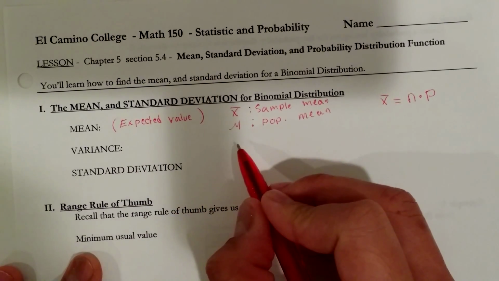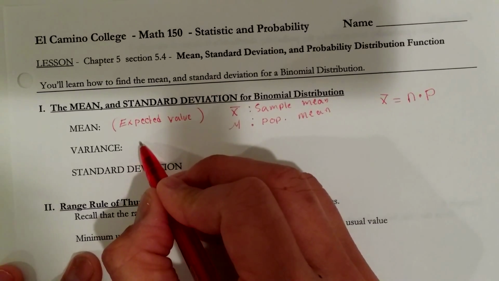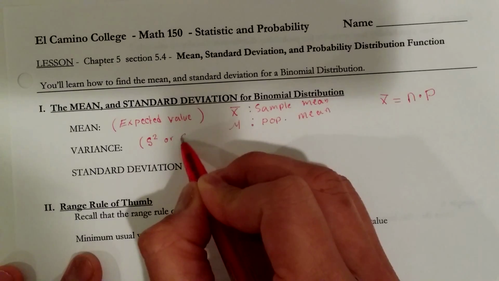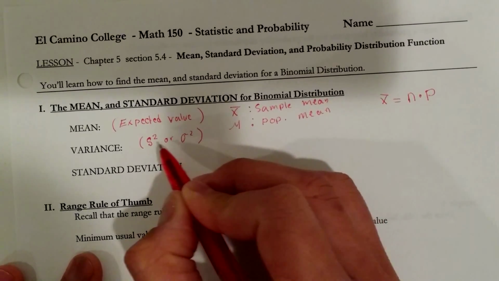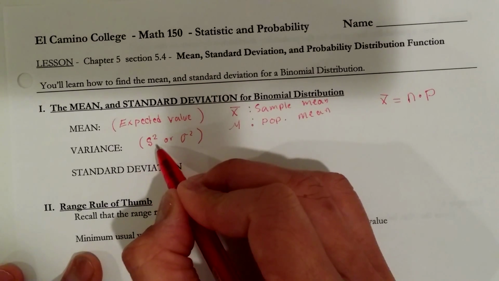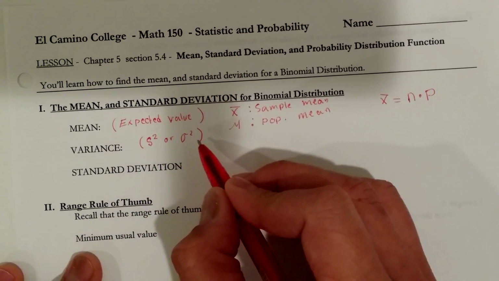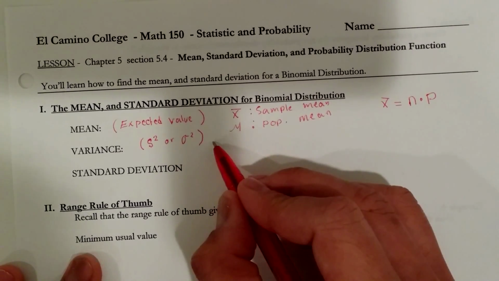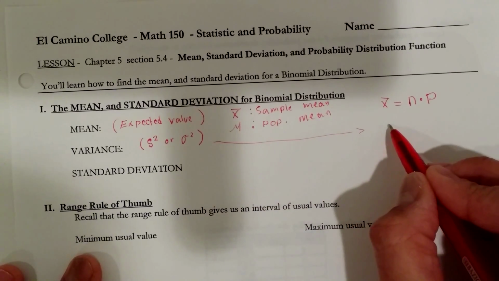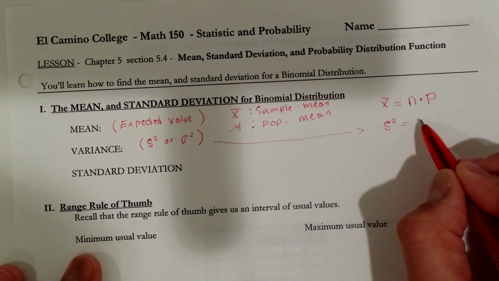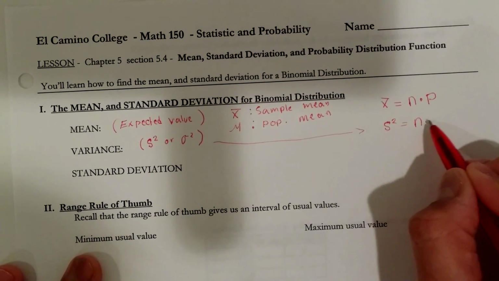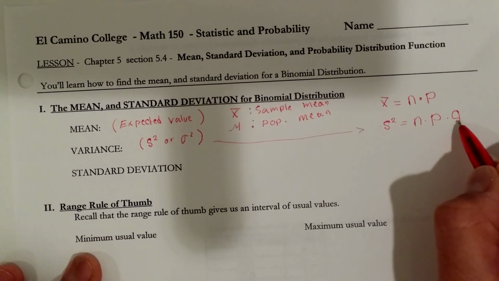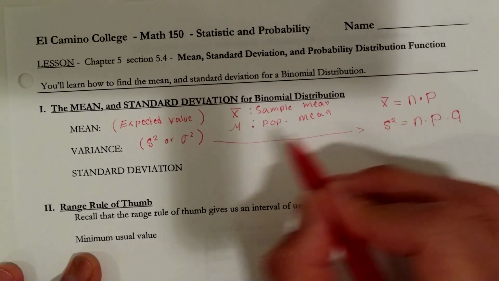To find the variance of a binomial distribution, remember that variance is either s squared or sigma squared. If we're dealing with a sample, then the variance is represented by s squared. If we're looking at a population, then it's sigma squared. But either way, the variance is found by using a very simple formula. You take the number of trials times the probability of success times the probability of not success, or failure, and you have your variance.